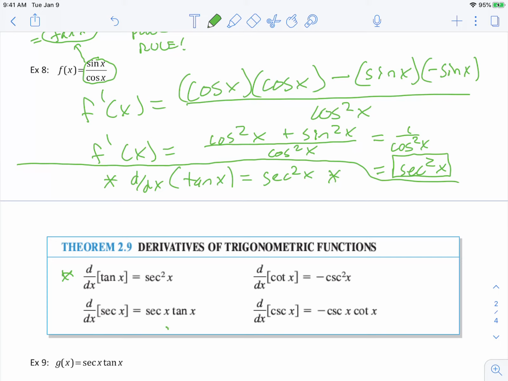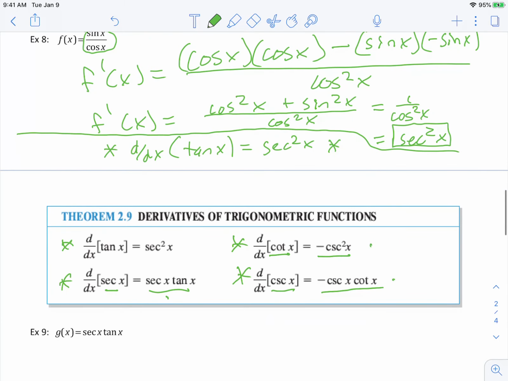These other ones can also be found similarly by doing quotient rule. Now, we're not going to do all four of them, but just know that you can derive these just as easy. But you do need to start learning these new ones. The derivative of tangent is secant squared. Derivative of secant is secant tangent. The derivative of cotangent is minus cosecant squared. And the derivative of cosecant is minus cosecant times cotangent. We're throwing a lot of formulas at you, but you will use them quite a bit, and so you will remember them.